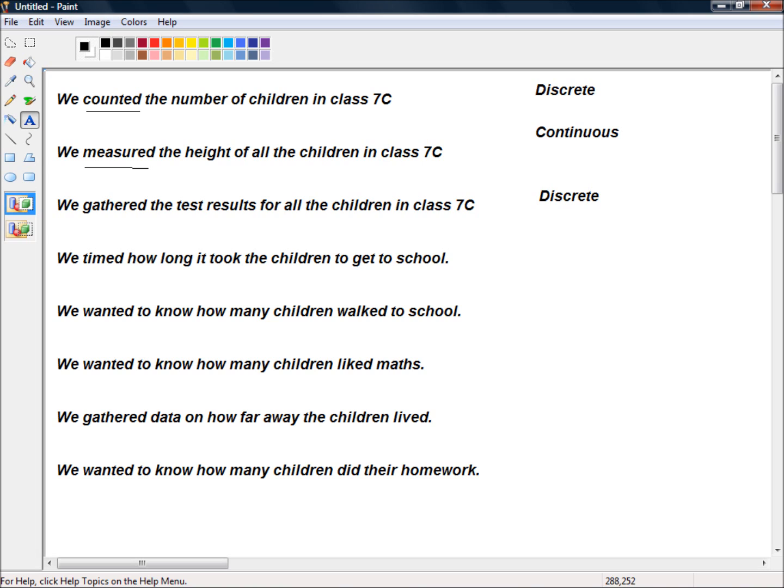We timed how long it took the children to get to school. Well, that's a fairly straightforward one. This word here is timed, so we know this is a measurement. We measured it with a clock. So this is continuous.